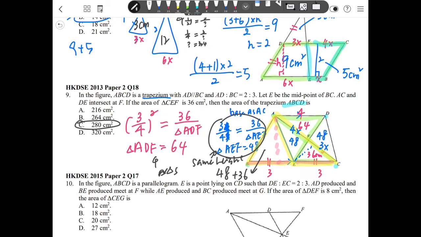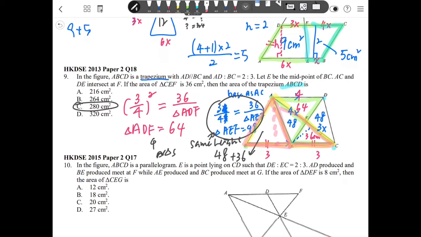And then at the end, we look at the last triangle, this one and also this one, exactly the same base, same height, then add up the areas. Okay, so it is a mix of all the different kinds from the previous revision that we've gone through. Okay, that's question number 9.